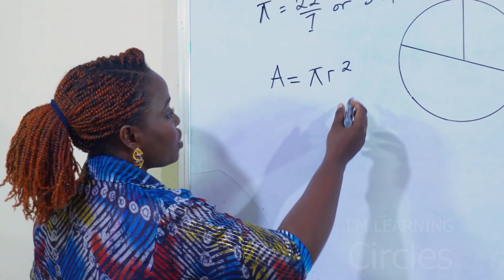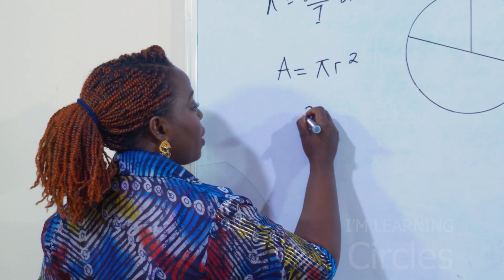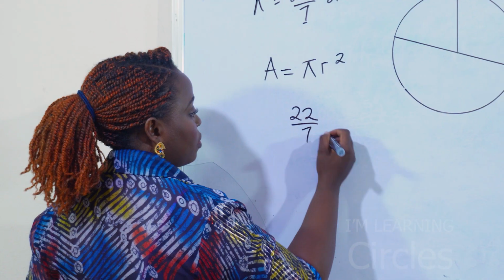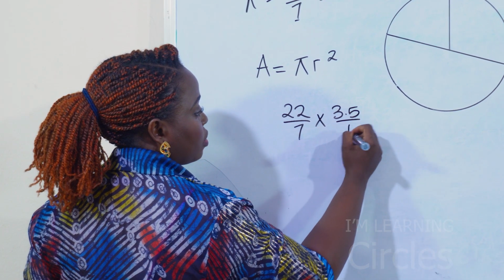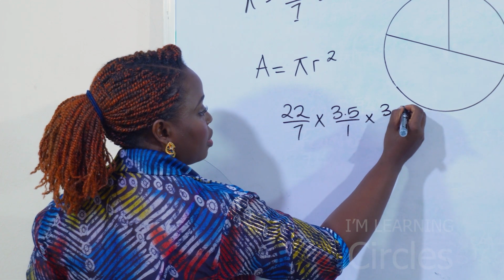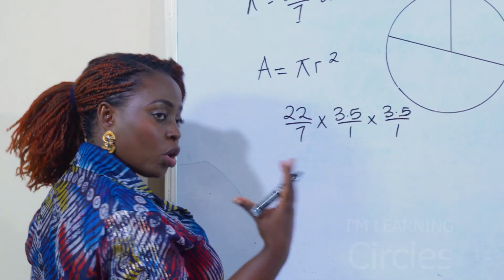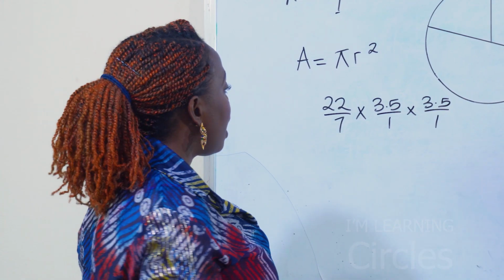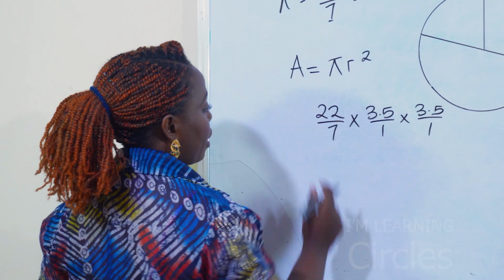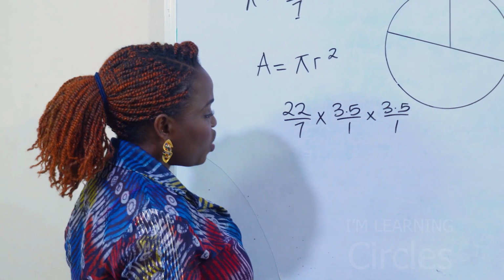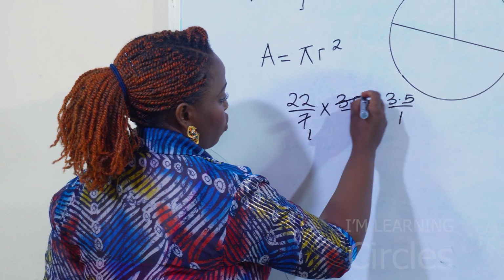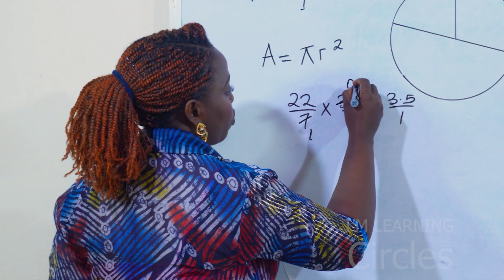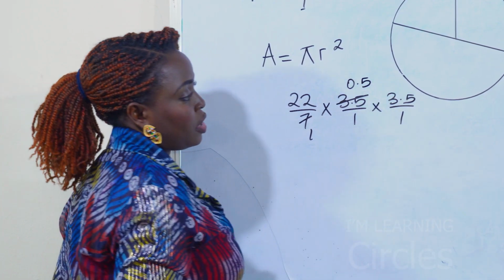Now what does pi r squared mean? Pi r squared means pi r squared. It means that you double the radius and you multiply it by pi. Now let's look at this. Can I reduce this? I think so. 7 will go in 7 1 time. 7 will go in 3.5, 0.5 times.